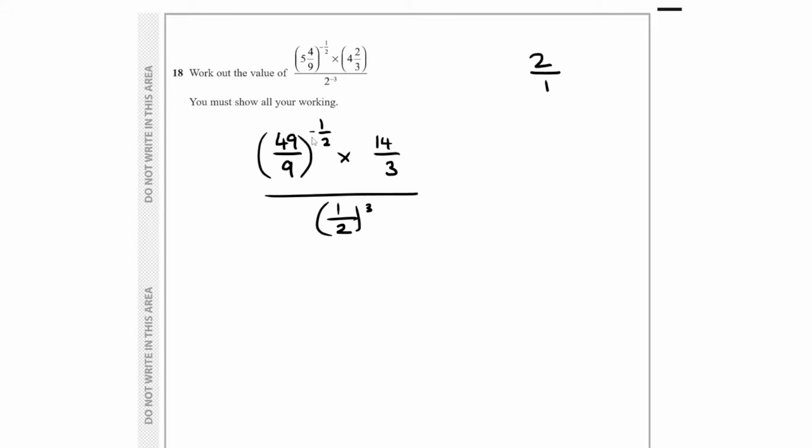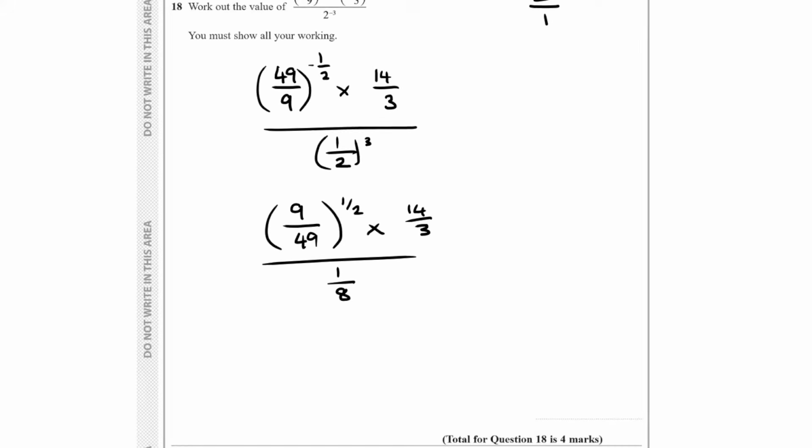Okay, this top thing here, we've just said a negative power is where you flip it upside down. So I might as well flip it upside down. Then I've got the power of 1/2. Leave the 14 over 3 here for now. This one we just said cube it, so 1 cubed is 1, 2 cubed is 8.